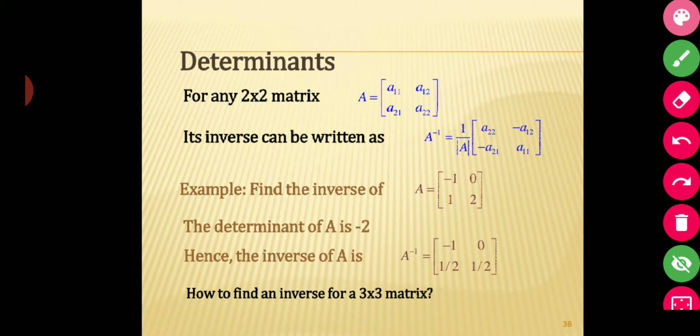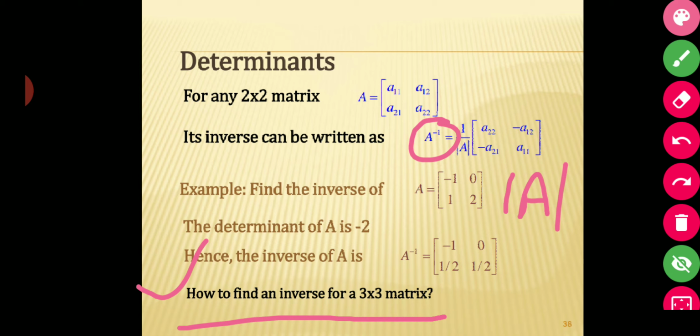Now recall: first you have to change the position of these two elements. Second, you have to change the sign of these two elements. Third, you have to divide by its determinant value. Okay, this is a shortcut to calculate the inverse of any 2 by 2 order matrix. Now the question arises, how to find the inverse of a 3 by 3 matrix.